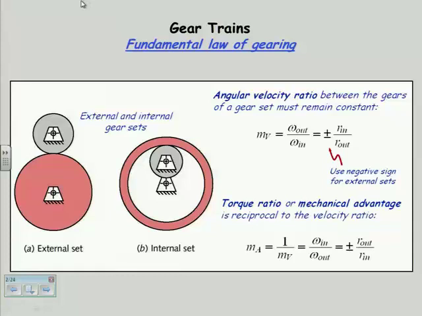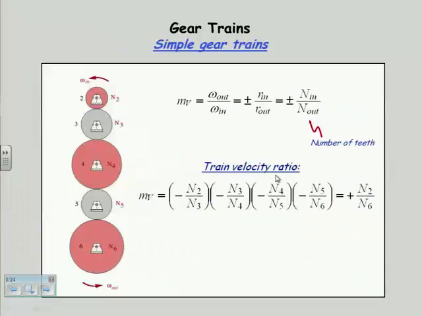So the mechanical advantage of the system, the MA in the lower right-hand corner, is the inverse, the reciprocal of the velocity ratio, because of that inverse relationship. I trade one off against the other. So the mechanical advantage is 1 over m_v, or another way of putting it is omega in over omega out, or r out over r in. Okay, that makes sense?